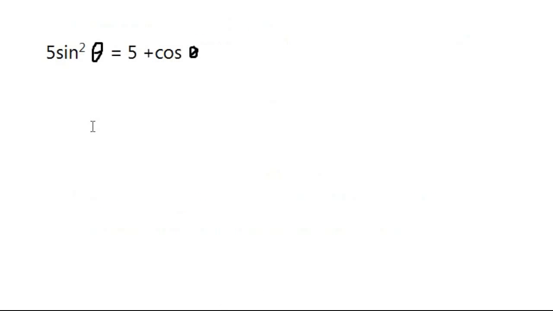Okay, so to do these types of questions, first of all, you want to make sure that everything is in the same format. You don't want to have sine and cosine at the same time. You want to have only sine or only cosine. In this case, I'm going to turn 5 sine squared into something else. It is advisable to turn this sine squared into a cos squared, because you know sine squared plus cos squared is 1.